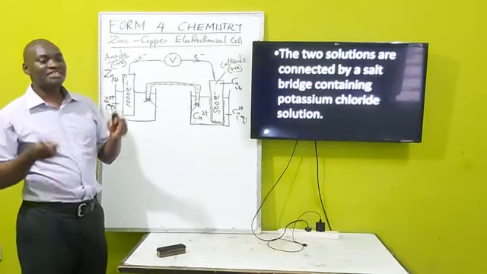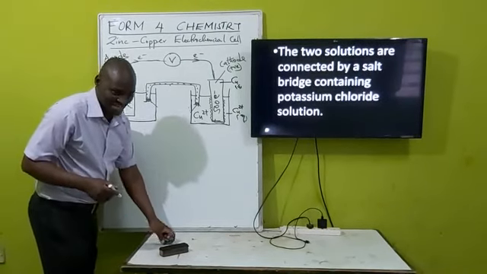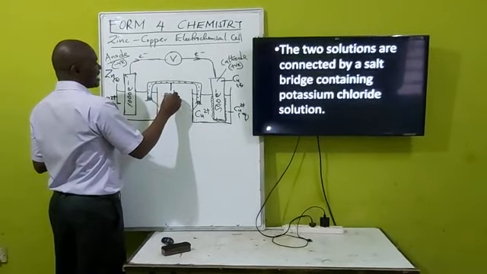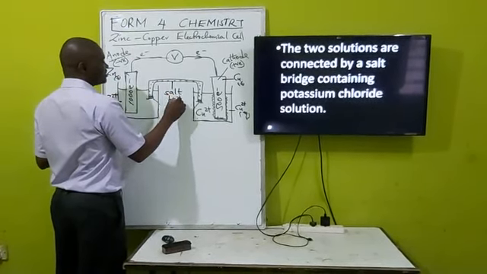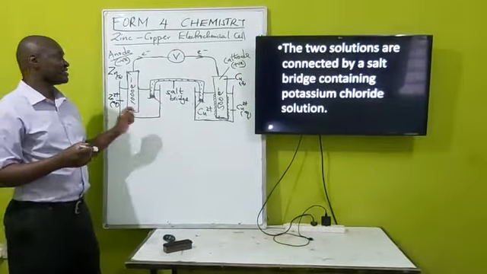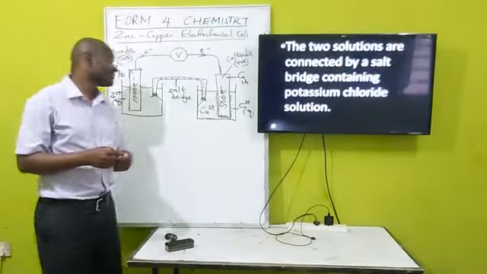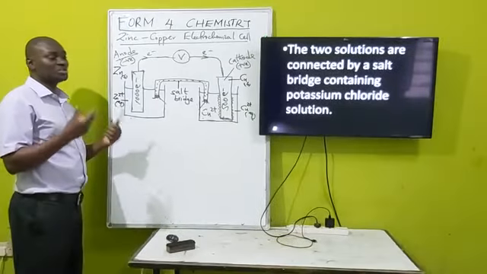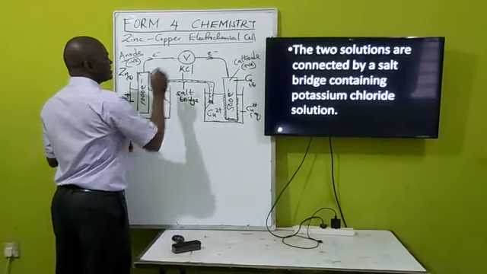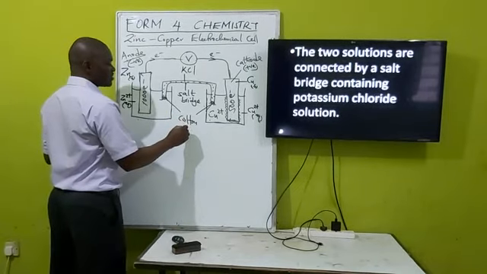video. And then these two solutions are normally connected with what we call a salt bridge. This is a salt bridge. Meaning a bridge is supposed to bridge the gap, bridge the two solutions, but it is made up of salt. The salt bridge can be made of sodium chloride or even potassium chloride. Then down here we have the cotton.